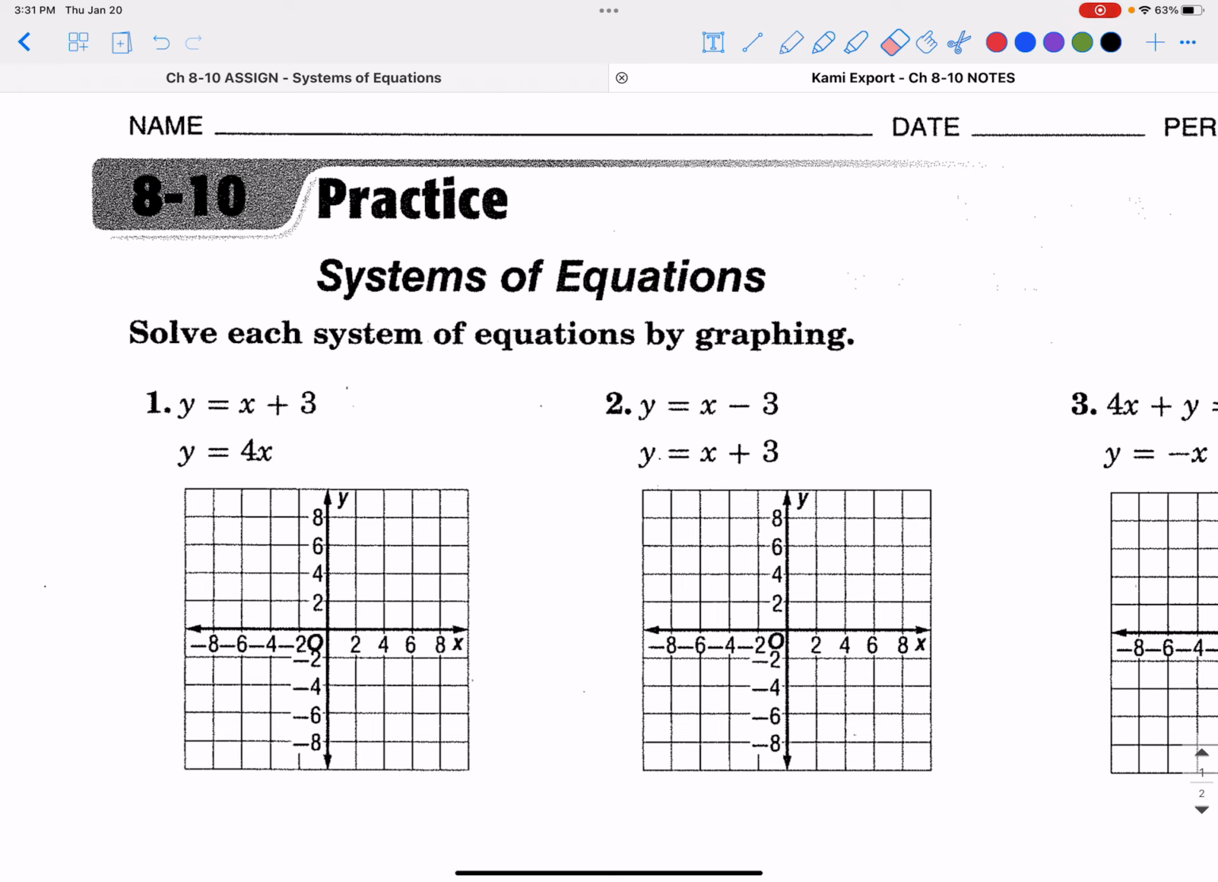This is system of equations, so this is a new concept. We're going to be using what we know about graphing linear equations from earlier in the chapter, but we're going to be applying it to a new concept called system of equations.